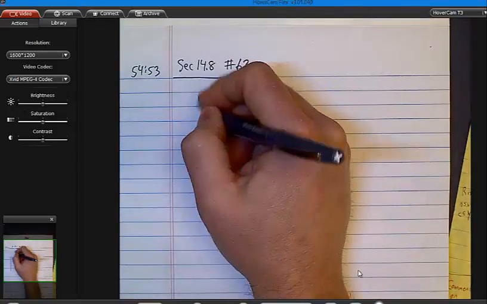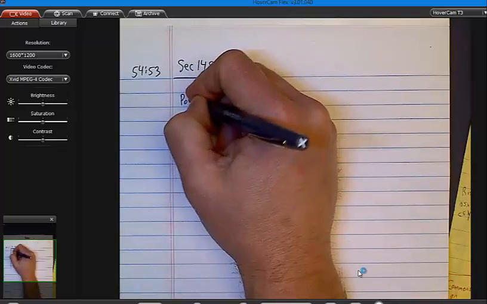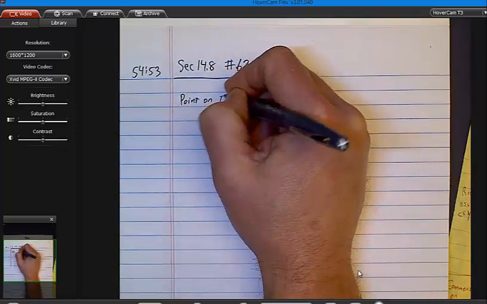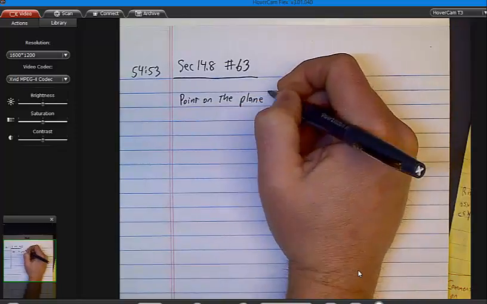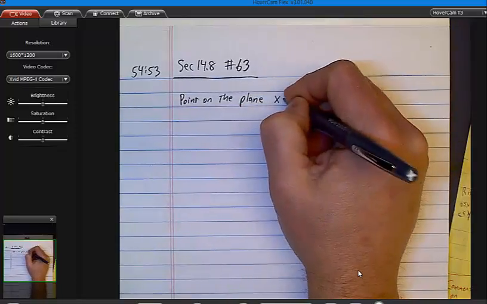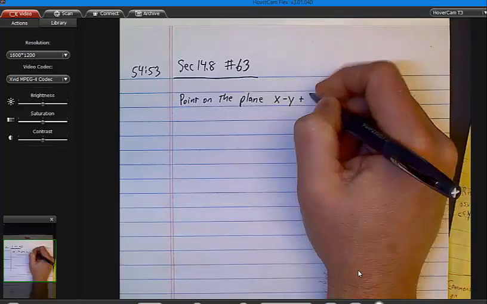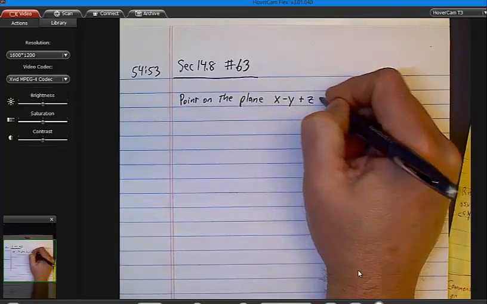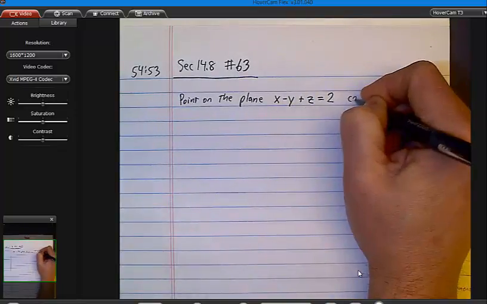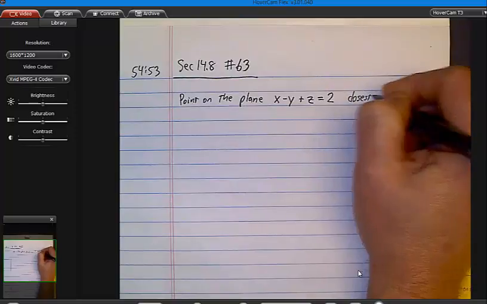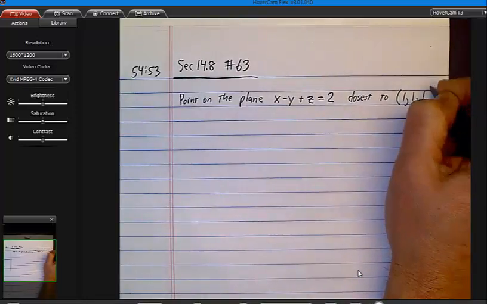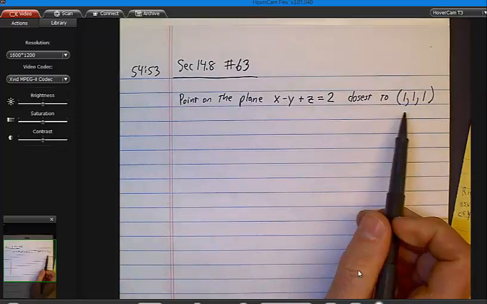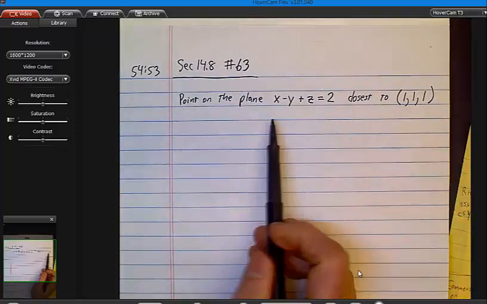I like problems like this because they're simple to state. Find the point on the plane x minus y plus z equals 2 closest to the point (1, 1, 1). And guys, I always check: is the point on the plane?